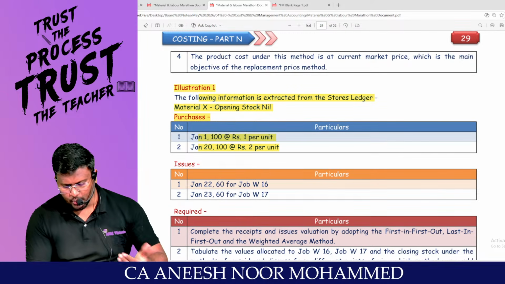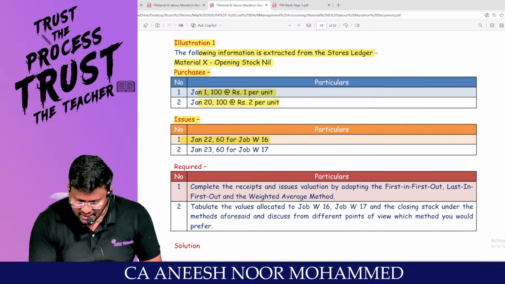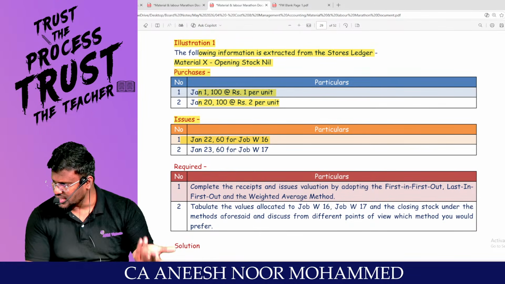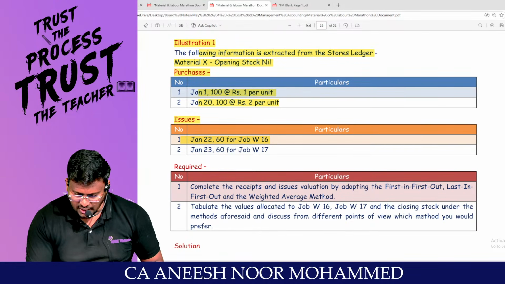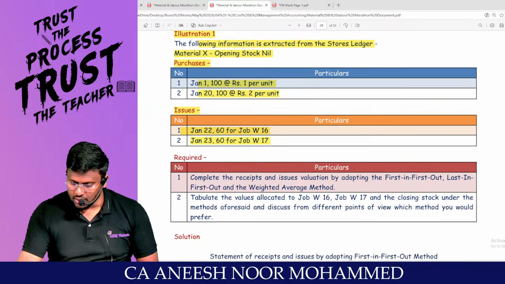January 20, 100 units has been purchased at 2 per unit. Two purchases have been given. Issues on January 22nd, so after both purchases only issues have happened. 60 units for job work W16 and on 23 January 60 units for job work W17.